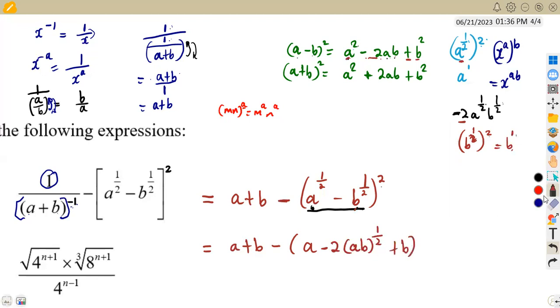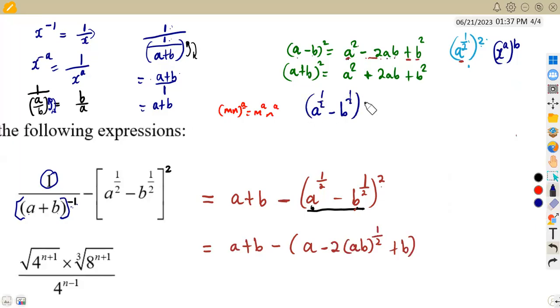Or this part you could have just expanded in a normal way, where you just open two brackets. This is a squared, so we're going to have a bracket of a to the exponent of a half minus b to the exponent of a half, into another bracket, a to the exponent of a half minus b to the exponent of a half. So you can still apply the same concept, and you obtain the same thing.